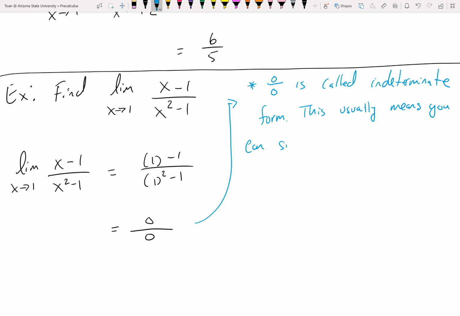you can simplify, cancel, or rewrite something before finding the limit.